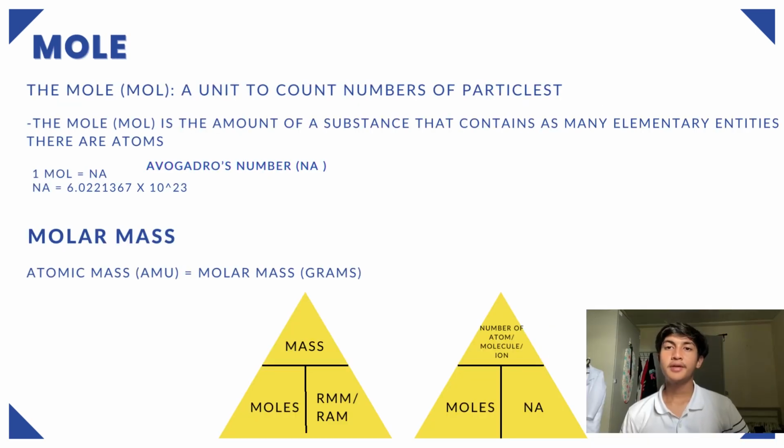Mole. A mole is the amount of a substance that contains as many elementary entities, such as atoms. 1 mole is equal to Avogadro's number, which is 6.022137 times 10 to the power of 23. Atomic mass is equal to molar mass. So we can use the pyramid formula below to make calculations. For example, to find the moles, we need to divide the mass by the atomic mass.